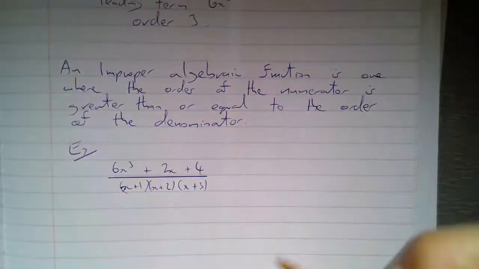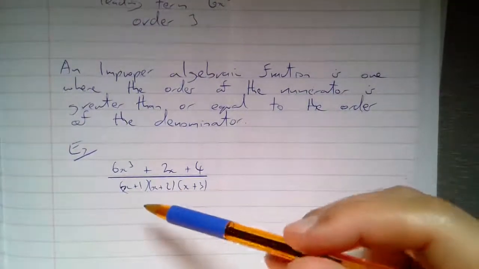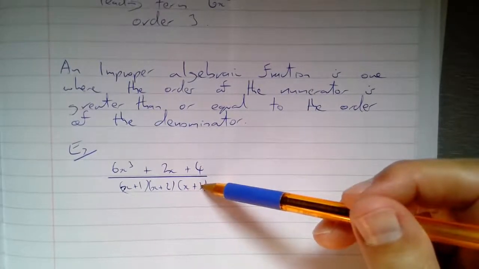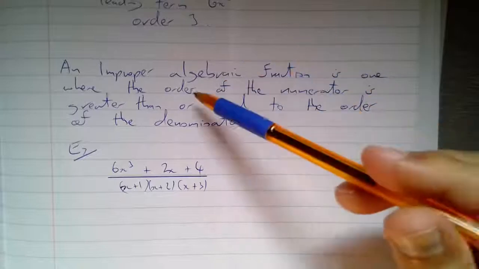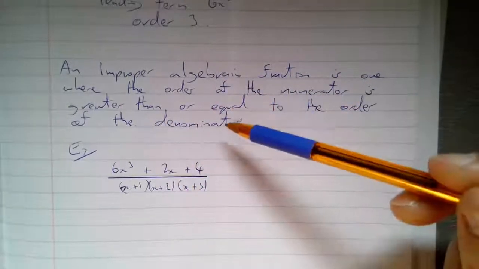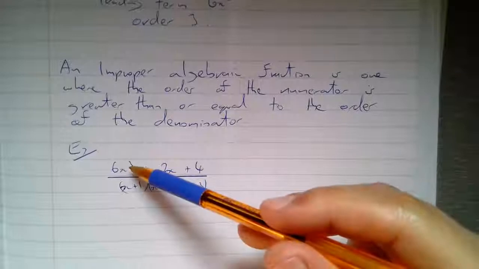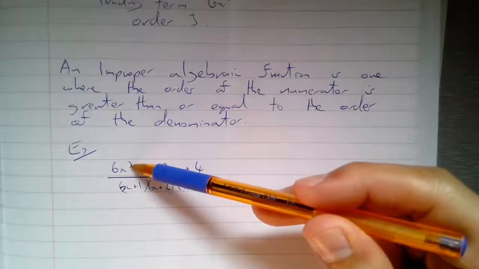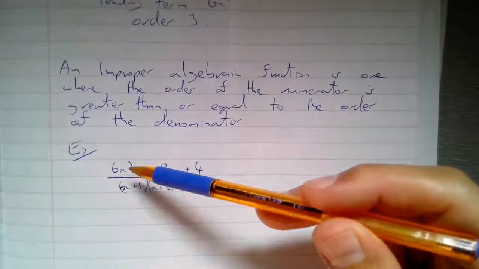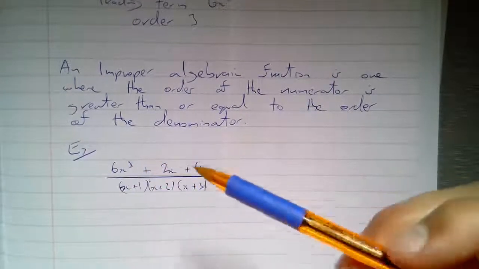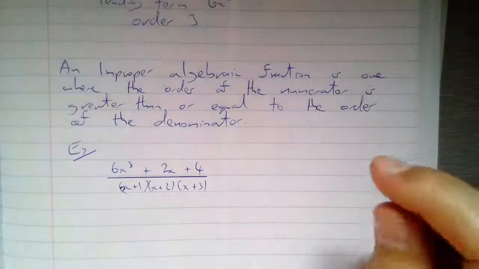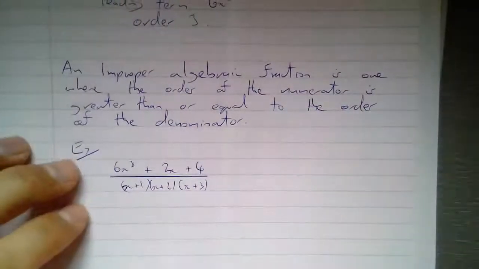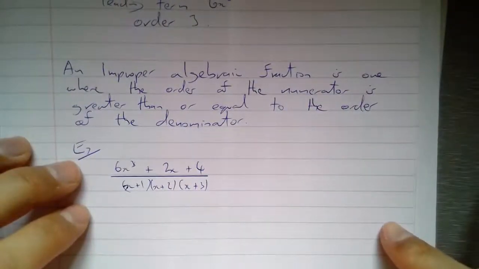And the reason for that is if you expand this out on the bottom, you would get an x cubed term. The order of the numerator is 3, the order of the denominator is 3, and if the order of the numerator is equal to the order of the denominator, it's improper. If I change this to a 4, it would still be improper. If I change this exponent to a 2, it would then become a proper fraction. We're going to deal with improper fractions today because they need us to be a bit more delicate when we try to split them up into partial fractions.